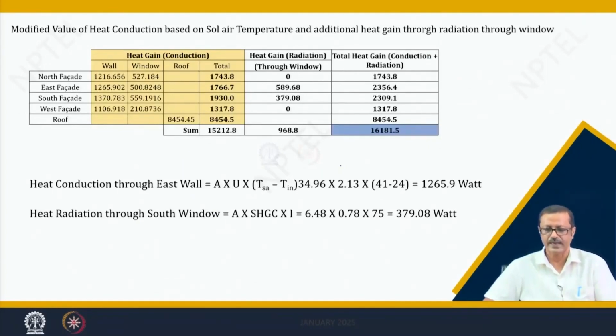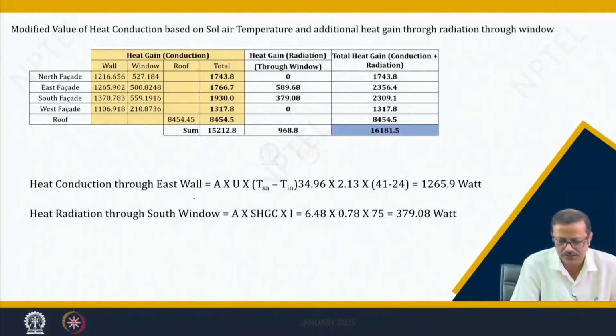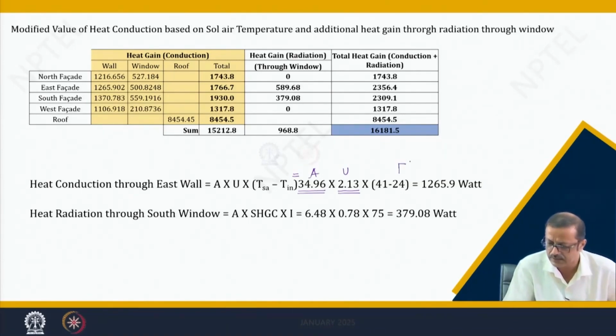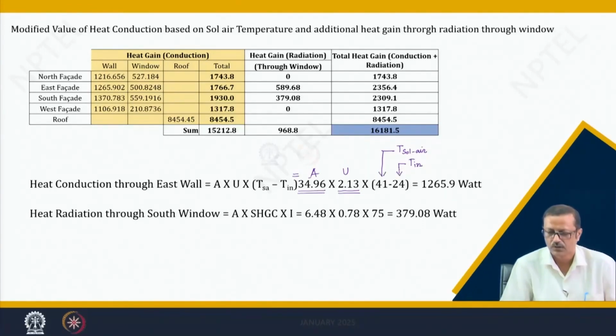And that particular value, if you read here, suppose I just see the heat conduction to the east wall. Now, this is the east wall area, there is an equal sign over here. So, 34.39 is the east wall area, 2.31 is the U value, that will remain the same, but here you see this is your T indoor and this 41 degree is the T solar air temperature. Okay, so now you are getting a different value of the Q.